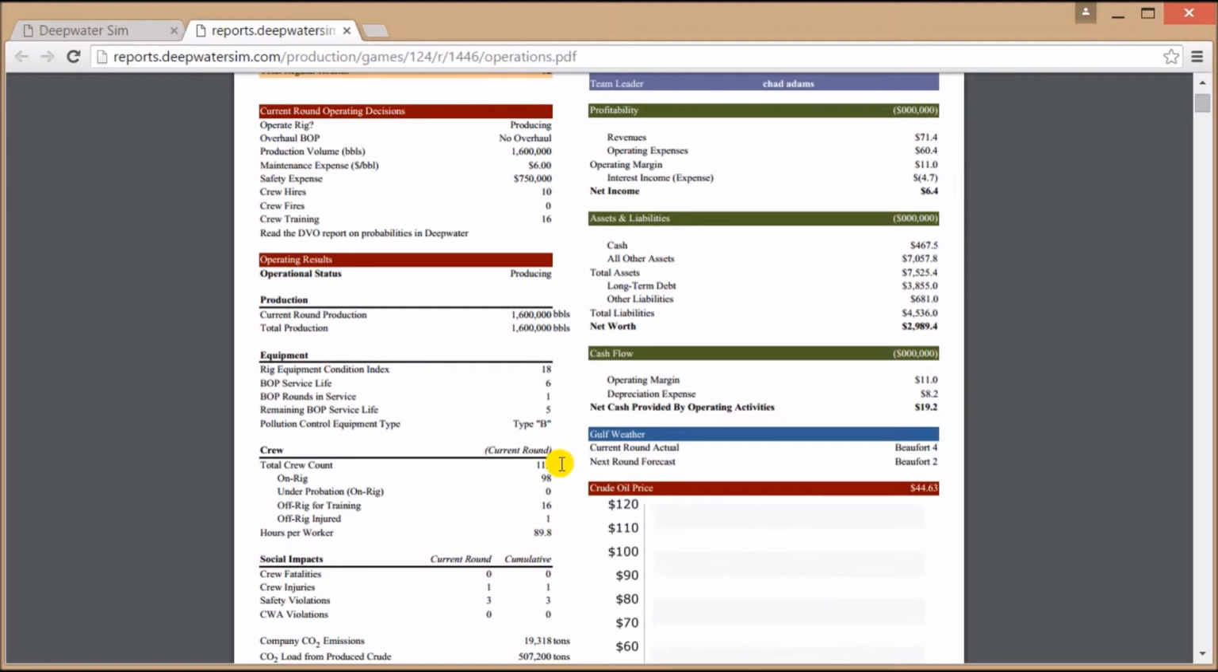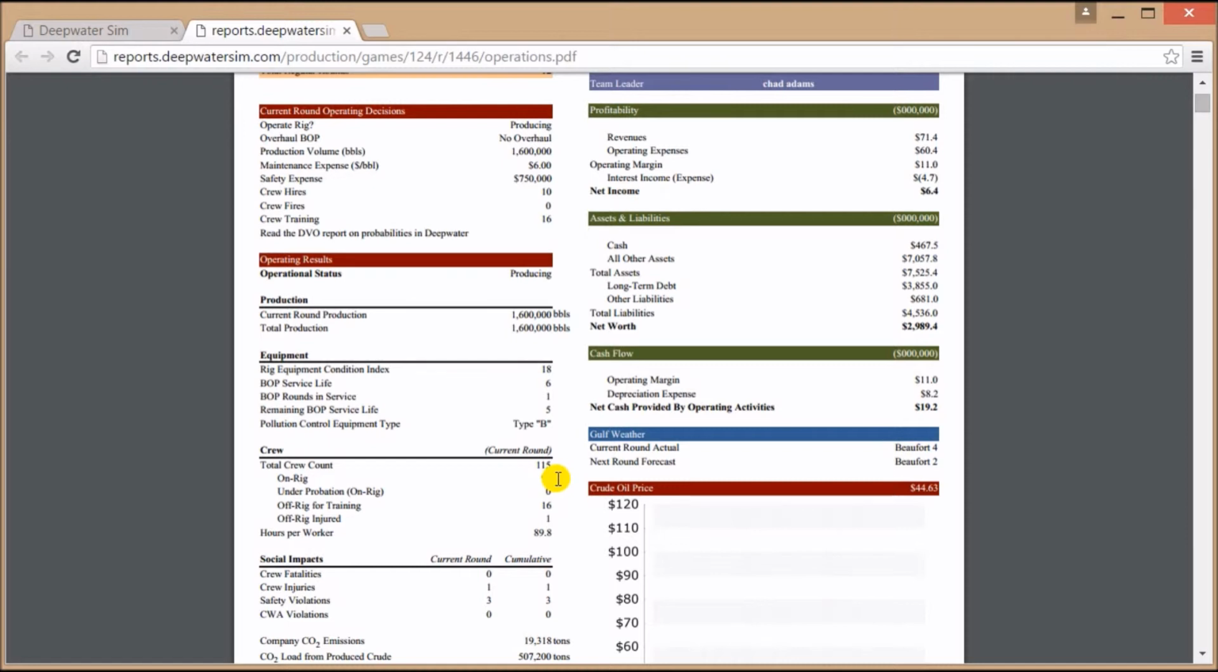I got all that wrong, didn't I? So they've decided to hire 10 and send 16 for training. They start with 105 crew. By hiring 10, they bring that complement up to 115. But there are only 98 on the rig. What happened to the other 17? Well, the story is right here. 16 were sent off the rig for training, so they're gone for 2 rounds. They'll be back in round 3. And 1 was injured, and that injured worker is going to be out for rounds 2 and 3 and back in round 4.